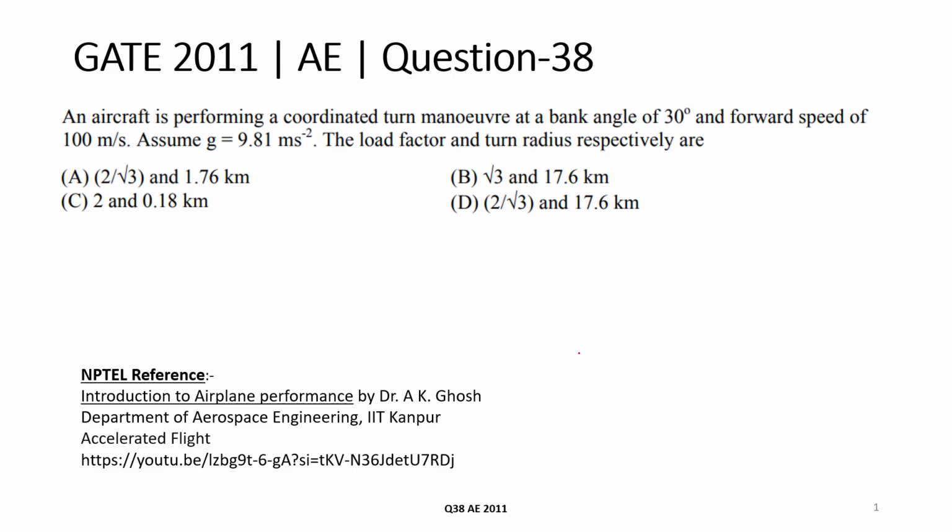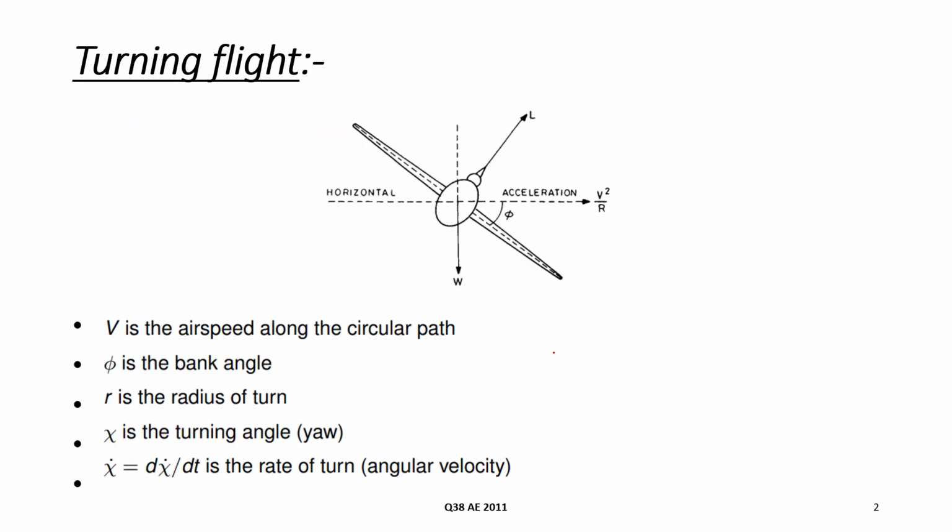This problem is related to turning flight, and you can refer to the NPTEL video to know more about it. First, we will see what turning flight is. Turning flight requires the banking of the aircraft. So, if the aircraft is banked at an angle phi, then for this turning flight, thrust, velocity vector, lift and drag are all in the same plane.